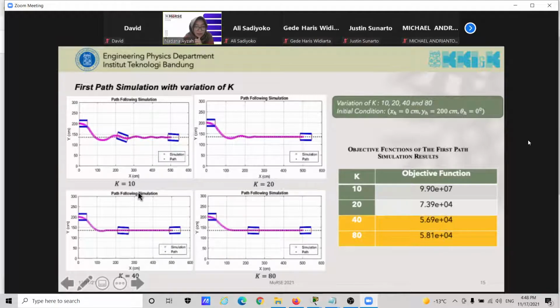As you can see, all the buses can go to the desired path, and it is intuitive that by increasing K, the control becomes more aggressive. You can see it took longer for the system with K10 to follow the path and become stable than with K80. This can also be seen from the objective function shown in the table here. As we increase the value of K, the value of the objective function becomes smaller, which means the system performance is increasing.